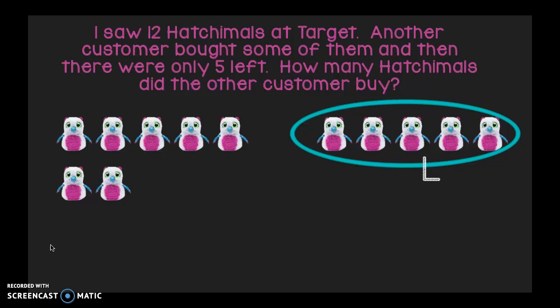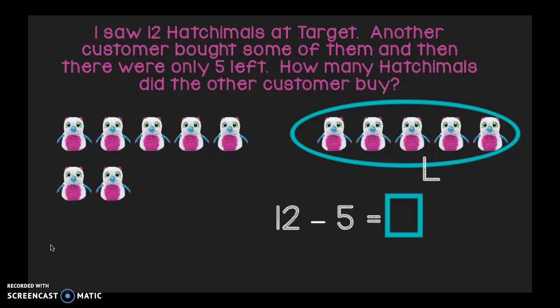All right, so I'm thinking about a number sentence. If I think about a number sentence, I could say 12, because that's how many Hatchimals there were, minus 5 equals whatever's left over. That's going to be my unknown. We've been solving for the unknown this entire time. We just haven't been putting a box around it as much. That's what we're working on today.